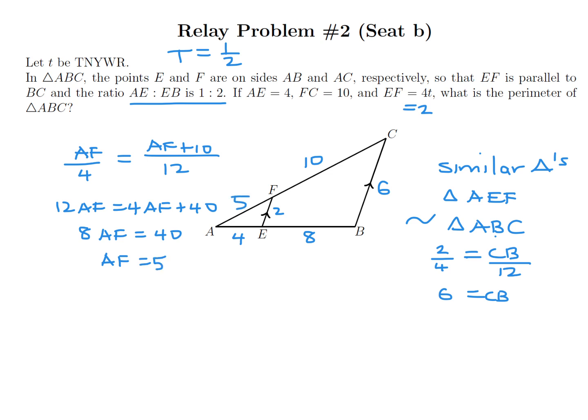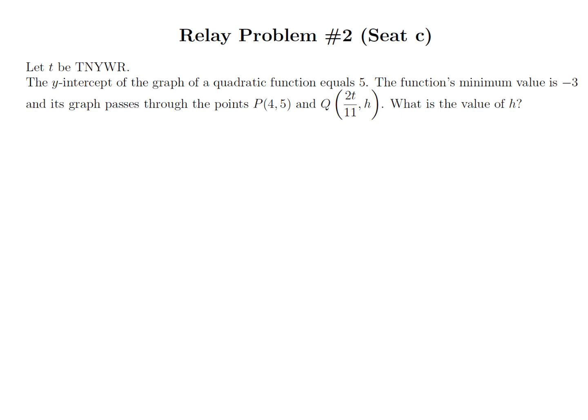Okay, we have everything. So now the perimeter P is 12 plus 6 plus 10 plus 5, and I believe that is, let's see here, 15 plus 6 is 21, 33. So T in this case is 33.